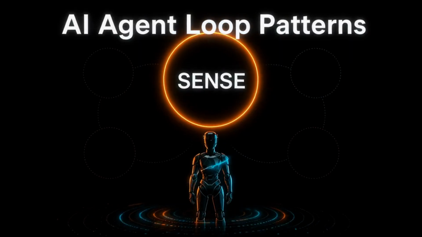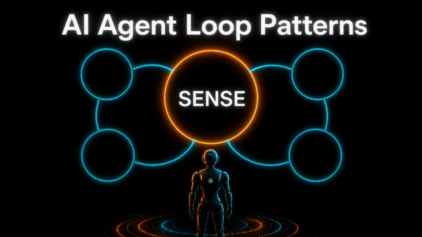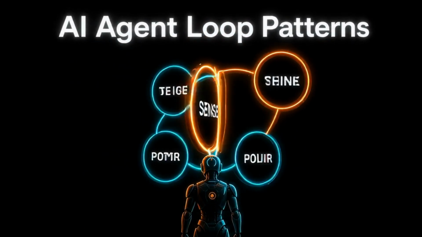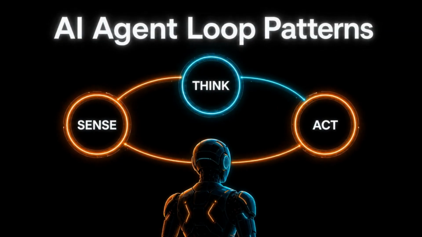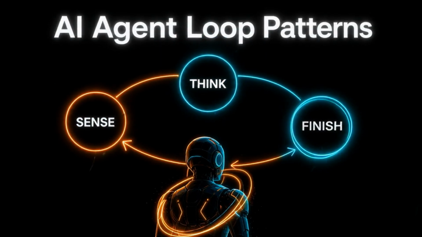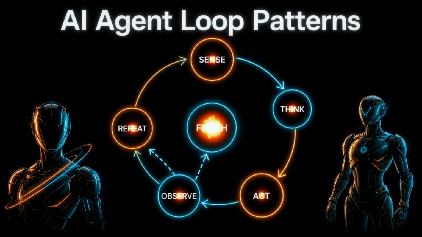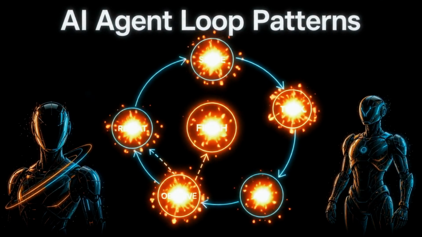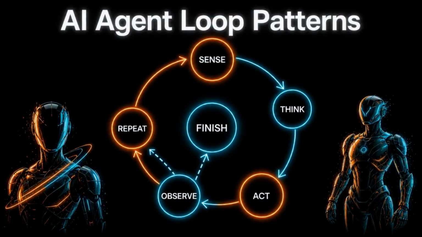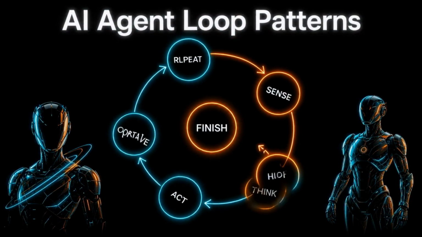Most modern LLM agents follow some version of the same cycle: sense, think, act, observe, repeat, finish. The model reasons about what to do next, calls a tool or produces an action, observes the result, and then decides whether to continue or stop.